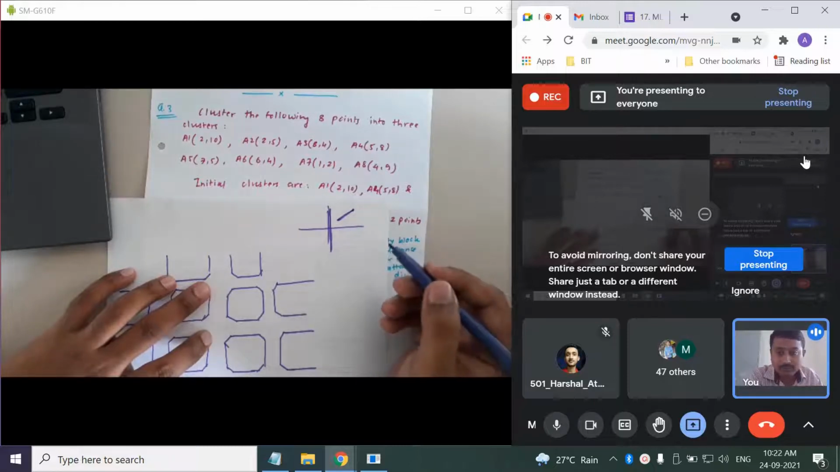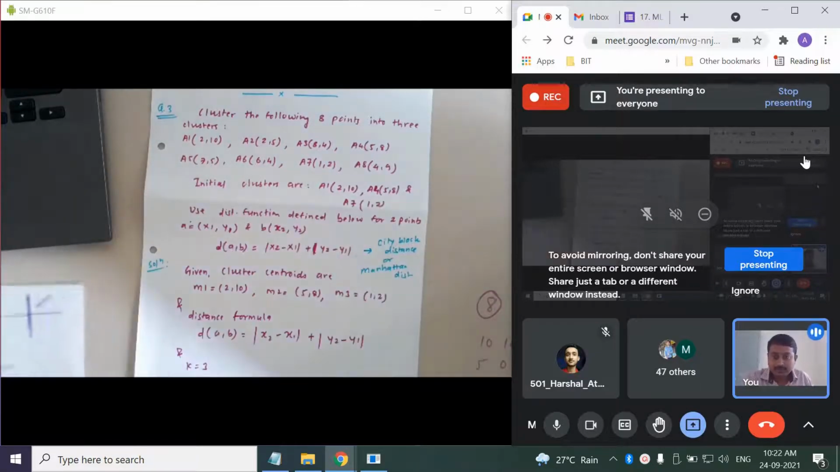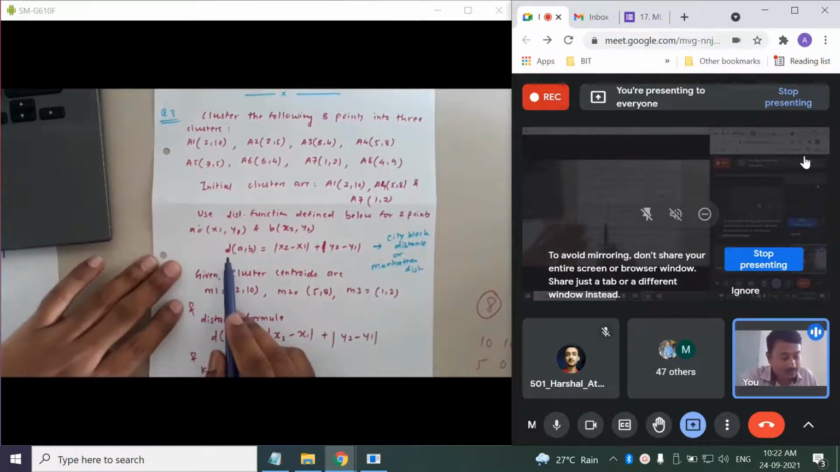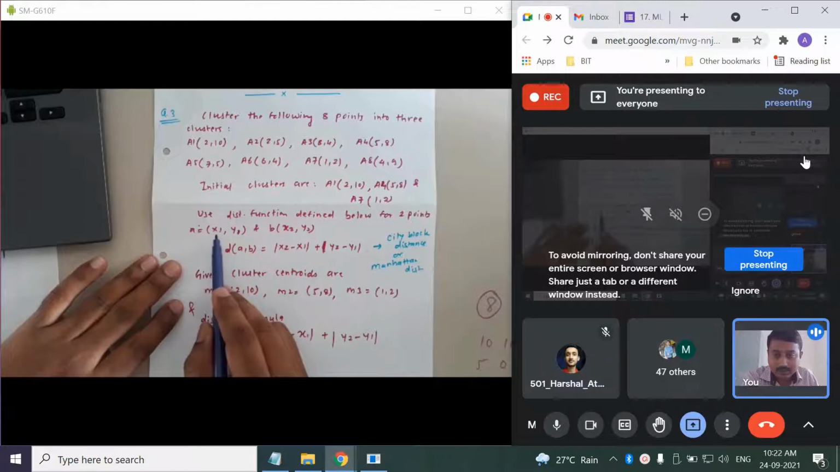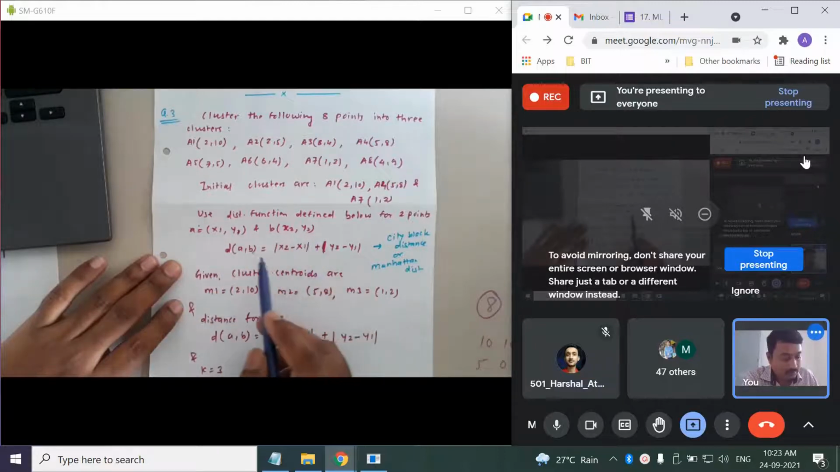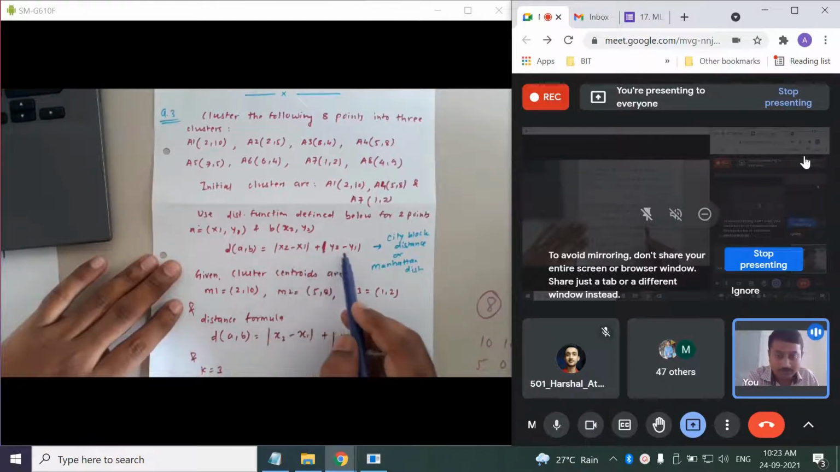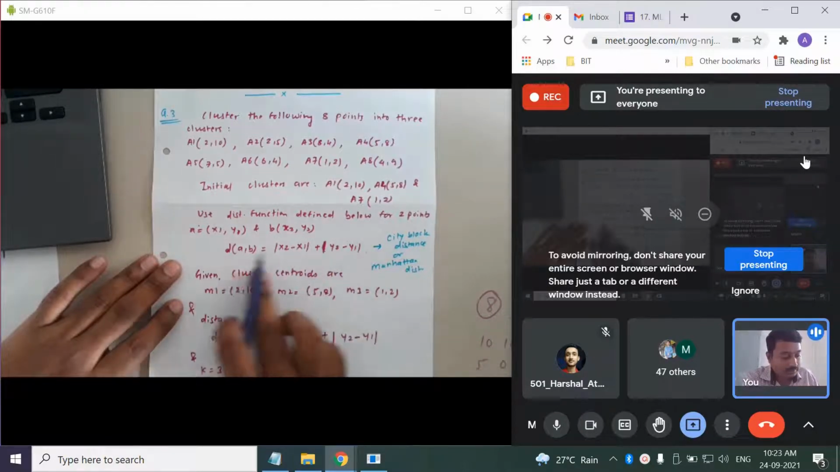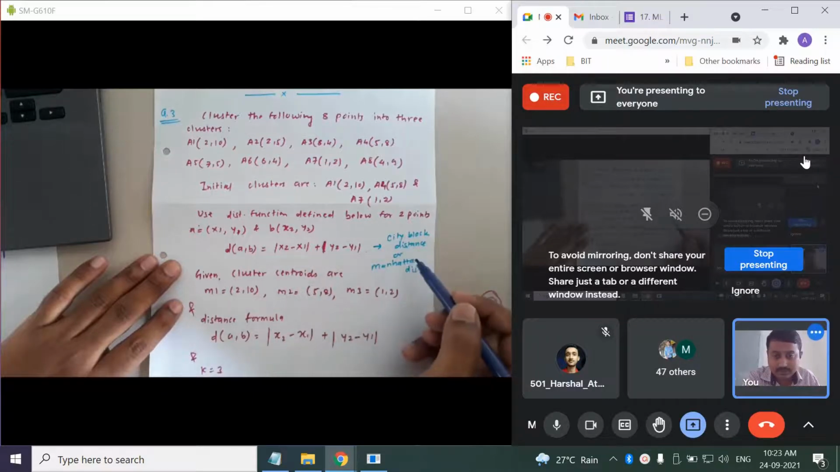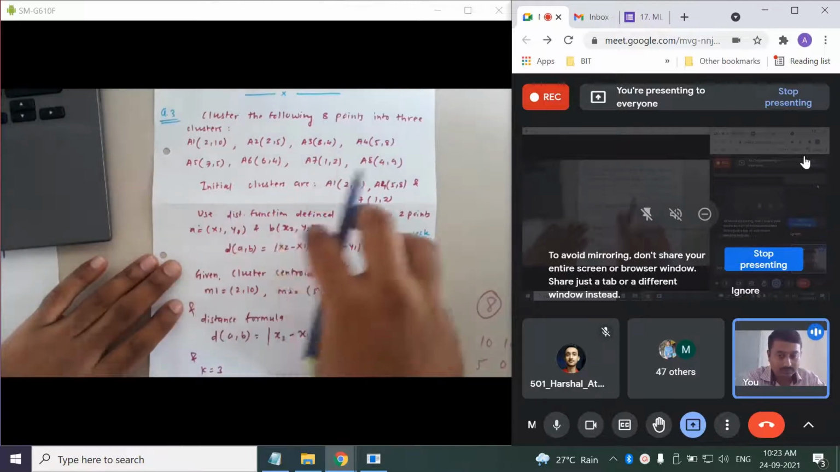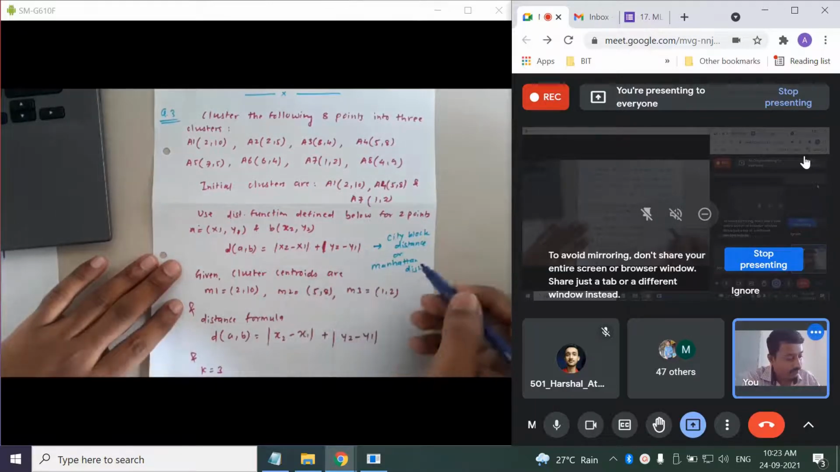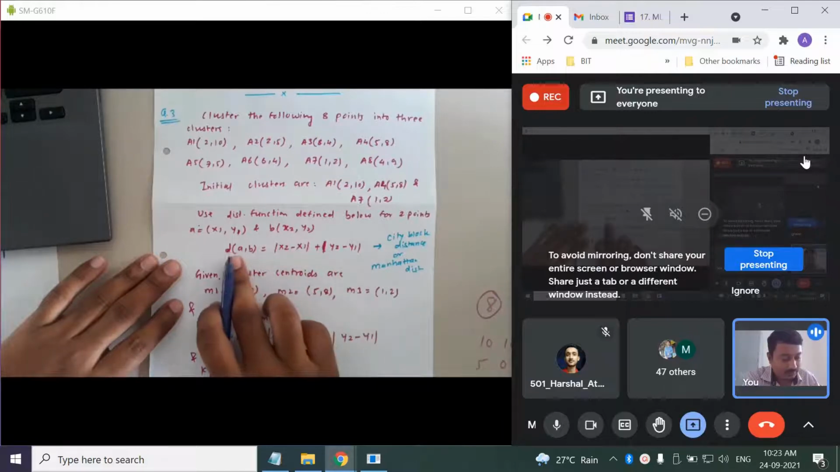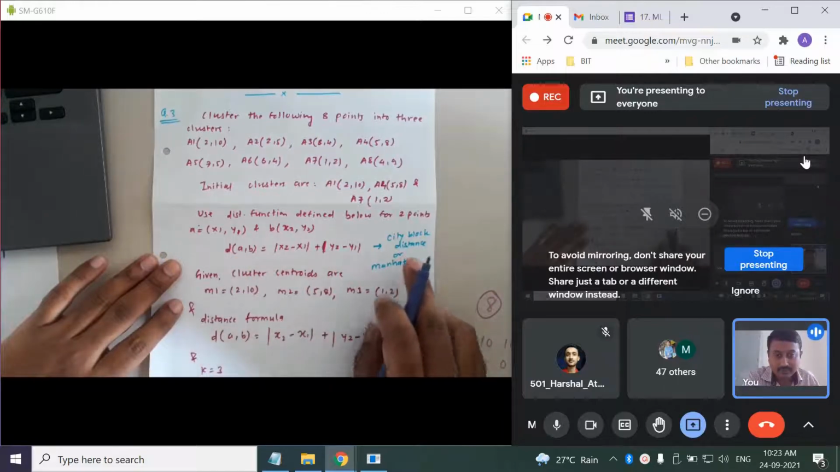We know the formula, but here a new distance function is explicitly given, defined as the distance between A and B, whose coordinates are x1 y1 and x2 y2, equals mod of x2 minus x1 plus mod of y2 minus y1. This distance formula is called city block distance or Manhattan distance. In Manhattan city we have blocks of buildings, so the name of this distance metric is Manhattan distance or city block distance.